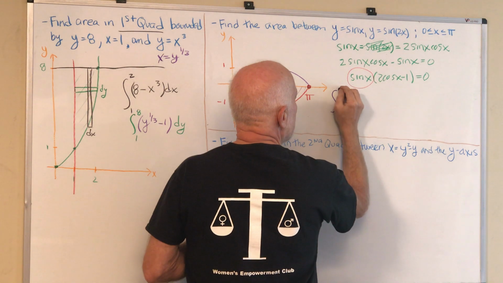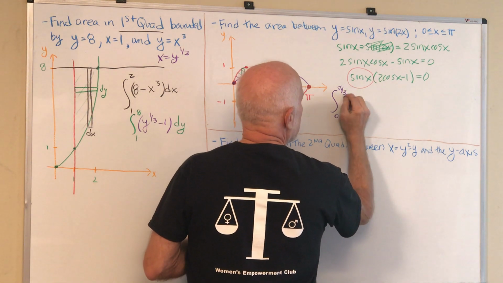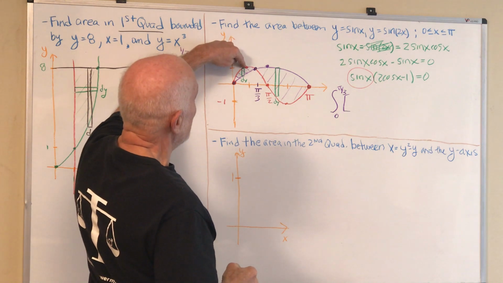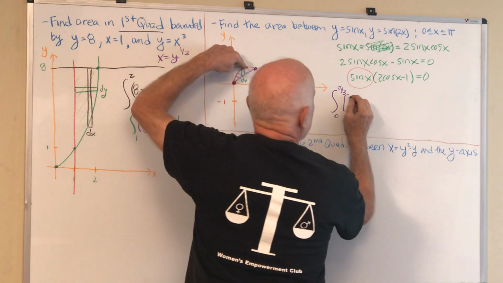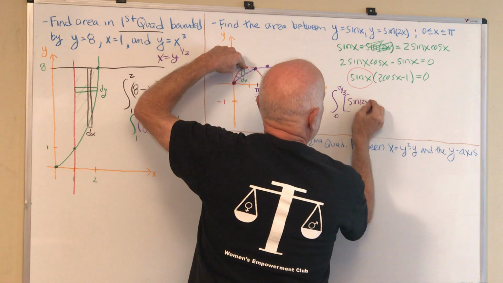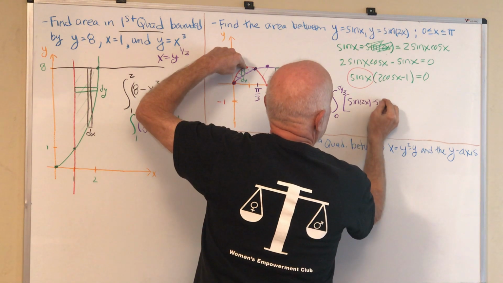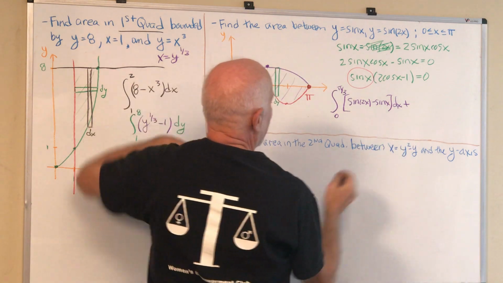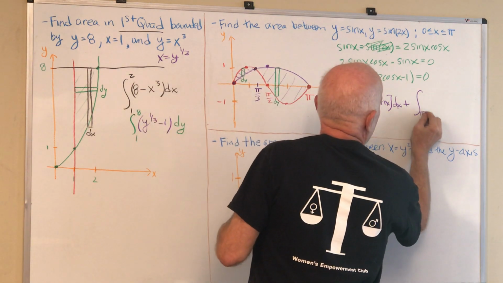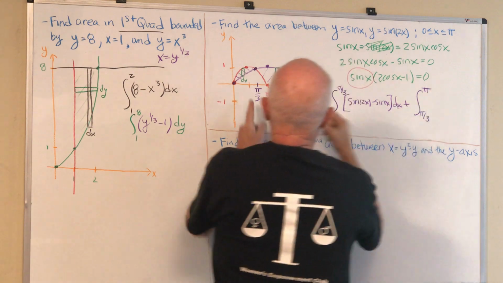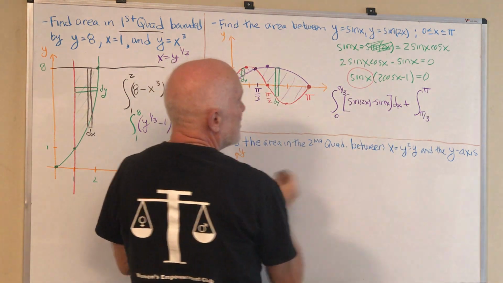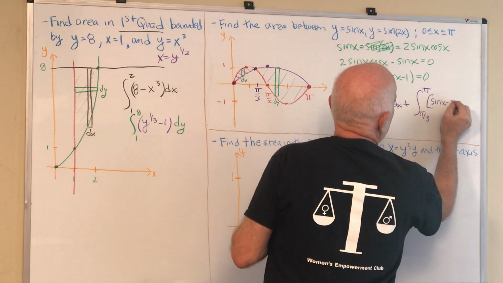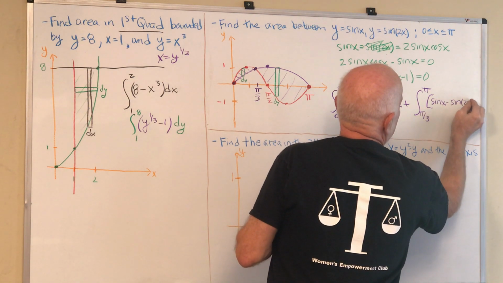From 0 to pi over 3, and what's the high one up here? The high one is the sine of 2x at the beginning. And then you have to add to that the integral from pi over 3 to pi, and that's going to be the opposite way. That's the sine of x minus the sine of 2x.